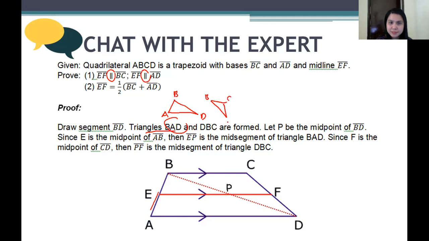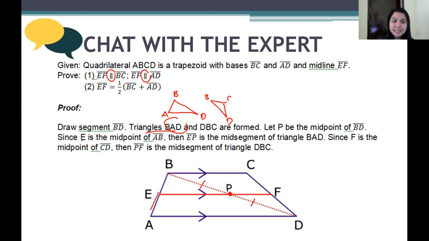BC, DBC. Now let P be the midpoint of BD. So with this as the midpoint, then BP and PD are congruent. The reason, that's the definition of a midpoint. Remember, a midpoint divides the segment into 2 equal parts.